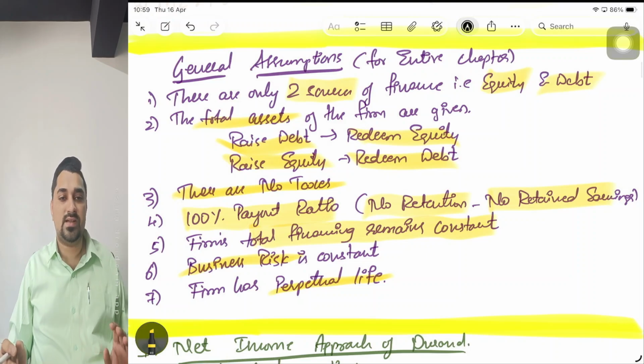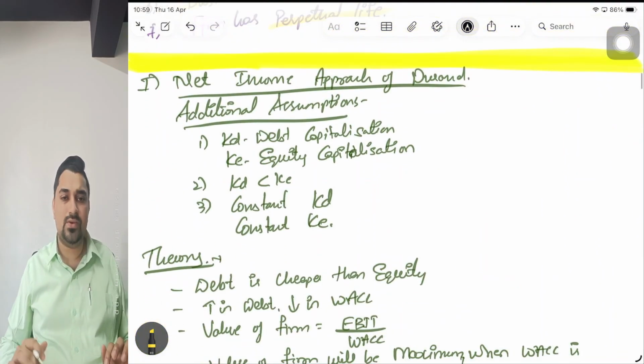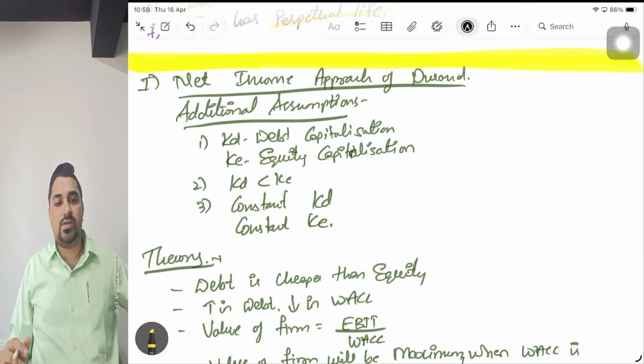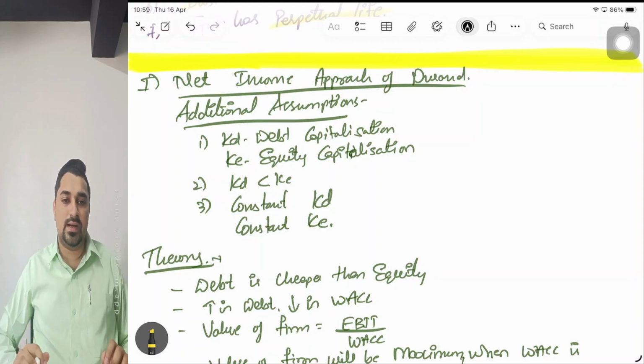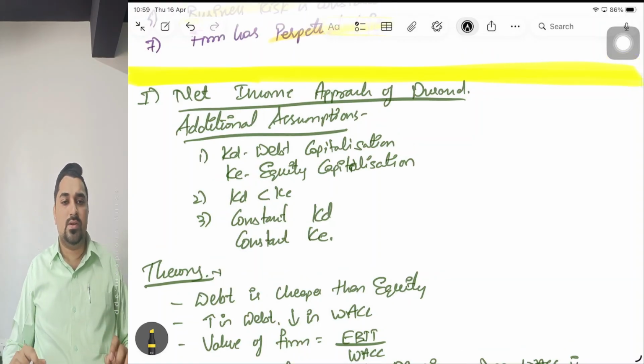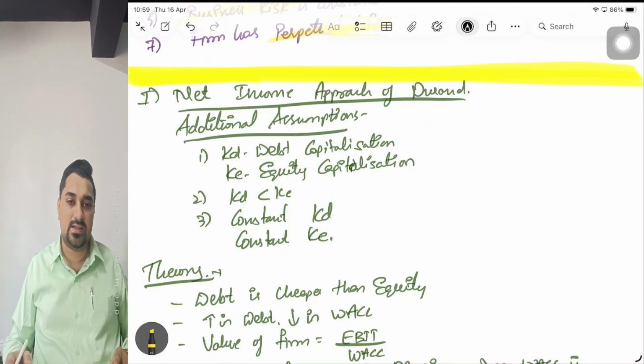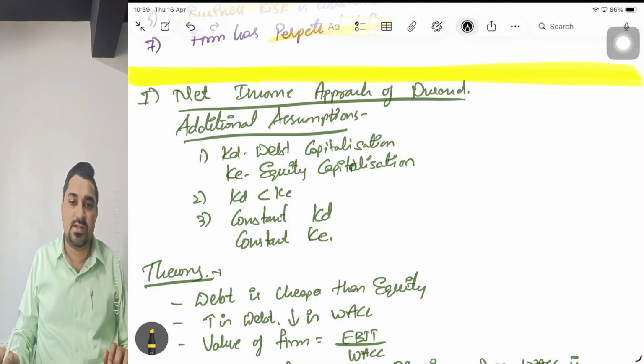So these are the general assumptions which you need to remember for all the subsequent series that we are studying now. Now we'll start with the first approach, net income approach. It is also called Durand's approach. So in addition to the 7 general assumptions, we have 3 additional assumptions. What are the additional assumptions made by Durand?